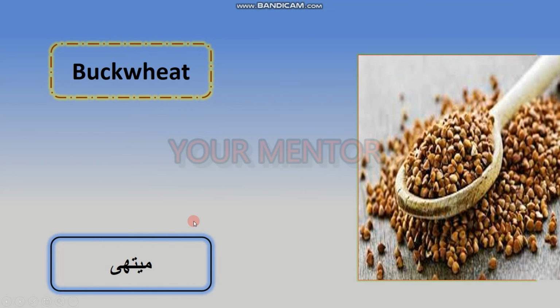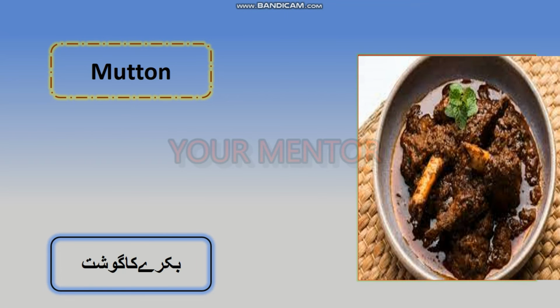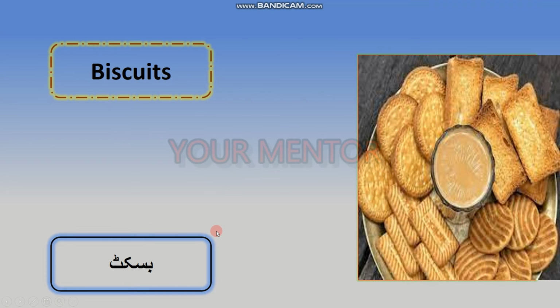Buckwheat. Buckwheat means methi. Bran. Bran means choker. This is the picture of bran. Mutton. Mutton means bakre ka gosht, yani chota gosht. This is the picture of mutton.